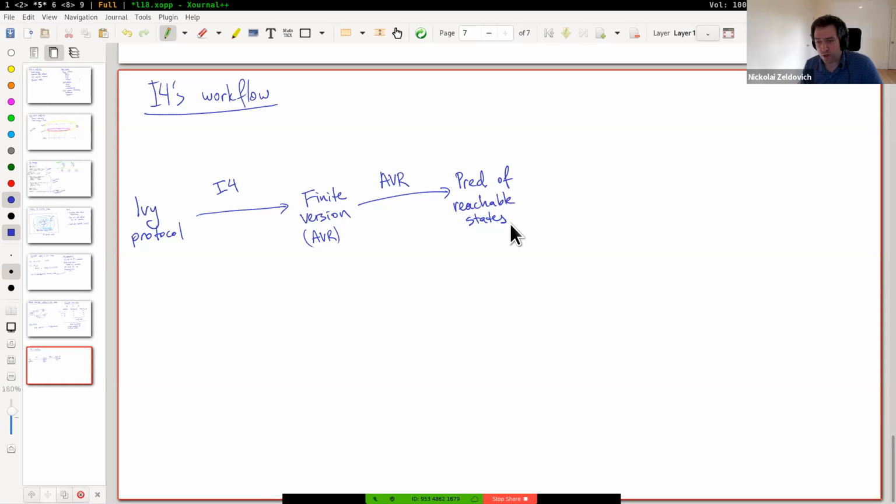And it turns out this predicate of reachable states is useful not just internally in AVR, but I4 is going to use it. So I4 takes this and does a little bit of rewriting, just to turn the finite predicate that AVR used to describe its finite states into a predicate over unbounded states.